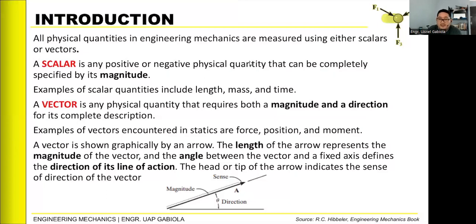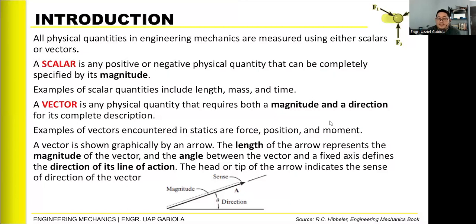So si vector is any physical quantity that requires both a magnitude and also direction. So ito yung kaibahan niya with scalar. So when we talk about vector, we are very strict that these two criteria must be satisfied. It should have a magnitude and also a direction. So kapag walang direction yung isang physical quantity and you are trying to pertain it to a vector quantity, hindi siya magiging applicable, no? So, what are examples of this?